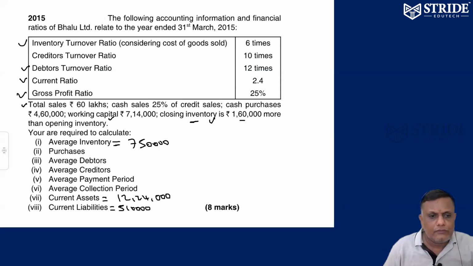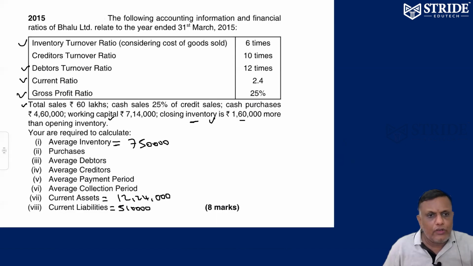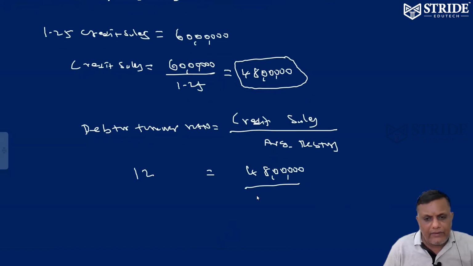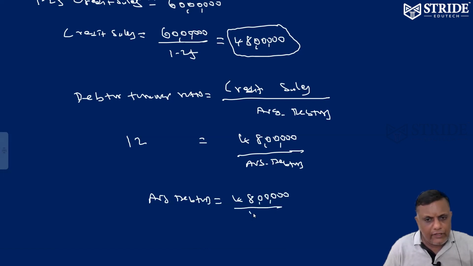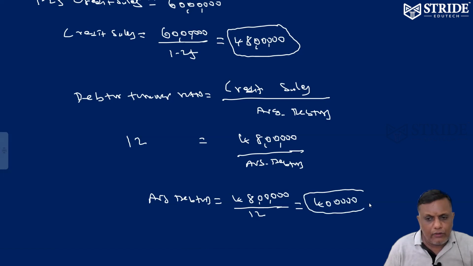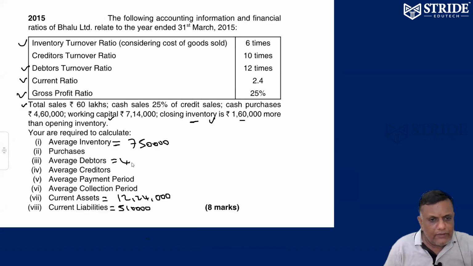What is the debtor turnover ratio? 12 times. So average debtors is equivalent to 48 lakhs by 12. How much? 4 lakhs. So average debtors is equal to 4 lakhs.